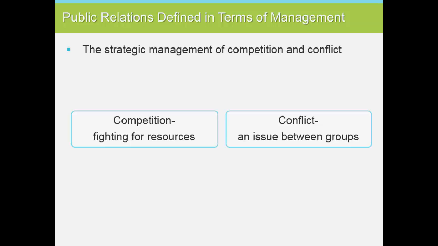Competition deals with 2 or more groups fighting for the same resource. For example, 2 nonprofit organizations seeking donations from the same stakeholders. Conflict occurs when 2 groups direct their efforts against each other, causing verbal attacks. An example of conflict would be an animal rights activist group lobbying against product testing on animals.